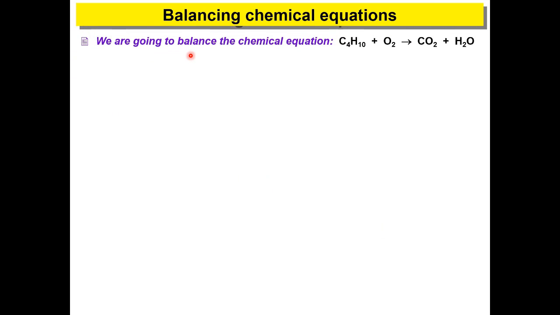We are going to balance the following chemical equation. Butane reacts with oxygen to produce carbon dioxide and water. First, we are going to check if this chemical equation is balanced.